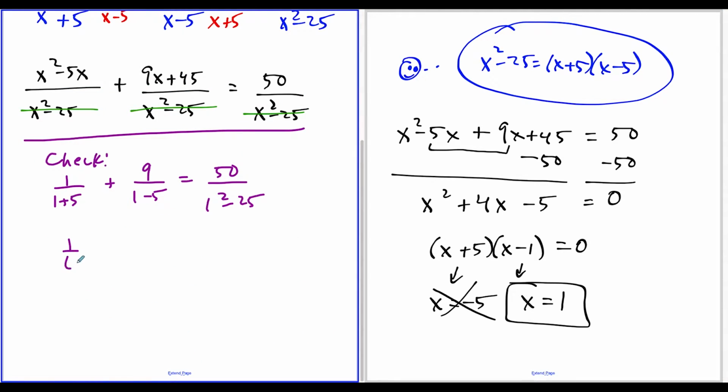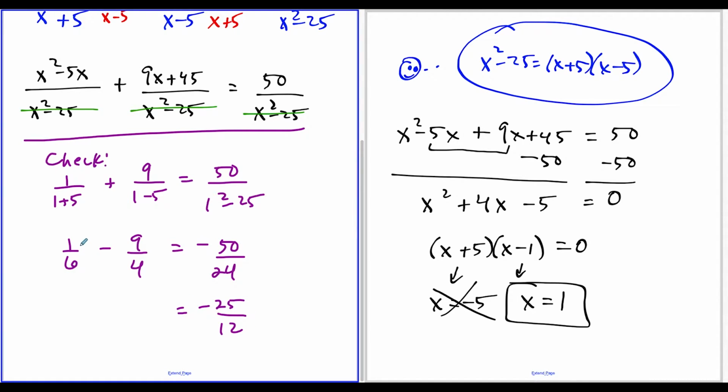This is going to give us 1 over 6. And this is going to give us 9 over negative 4. And 9 over negative 4 is the same thing as saying minus 9 over 4. And this is going to equal 50 over negative 24. So I could just say negative 50 over 24 like this. Now, a few things that we could do here. We could reduce the right side. And notice this is going to reduce on this side to negative 25 over 12.